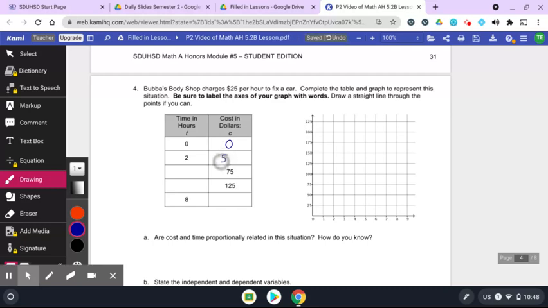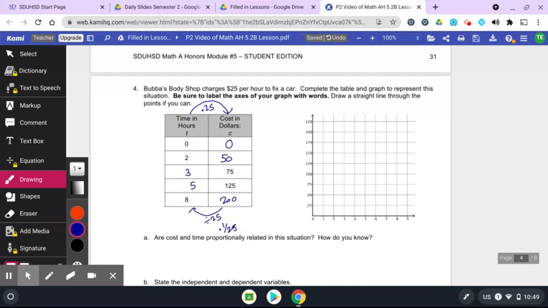So for 2 hours, I'd pay $50. If I paid $75, that'd be 3 hours. If I paid $125, I was there for 5 hours. If I was there for 8 hours, I'd be charged $200. I see that if I'm going from time to dollars, I have to multiply by 25. So if I'm going back, I'm either dividing by 25 or multiplying by 1/25. That means the same thing.